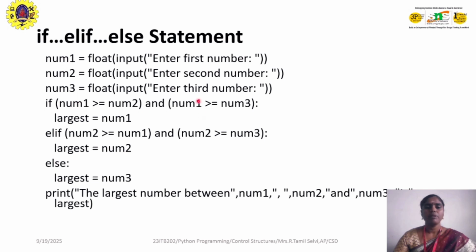In this if statement, we are comparing number 1 with number 2 and 3. If number 1 is greater than number 2 and 3, we get the output as the largest number is number 1. Similarly, if number 2 is greater than number 1 and 3, we get the output as number 2 is the largest one. If none of the conditions are true, the else block will be executed as I said earlier. The else block gives the output as num3 is the largest.